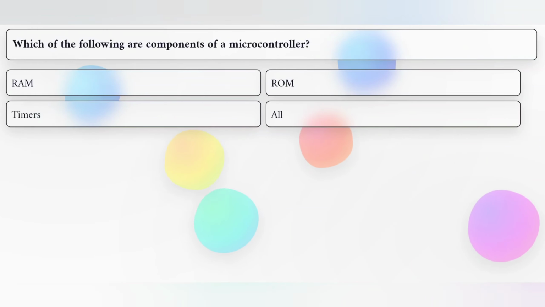Which of the following are components of a microcontroller? RAM, ROM, timers, all.